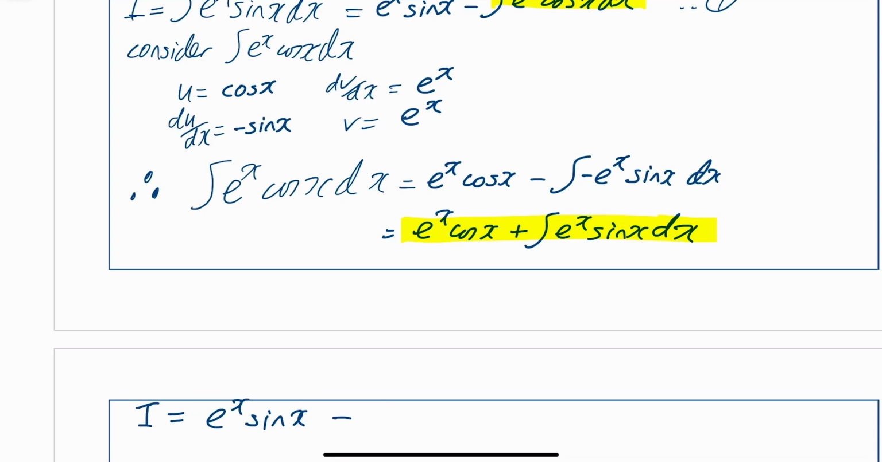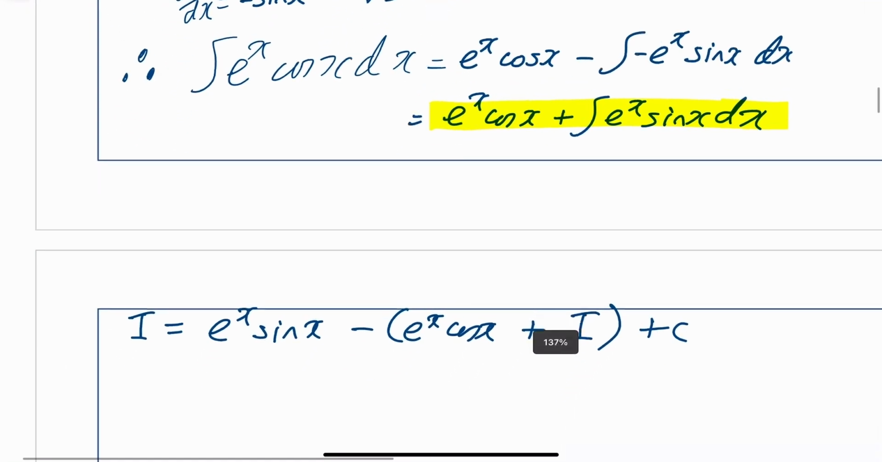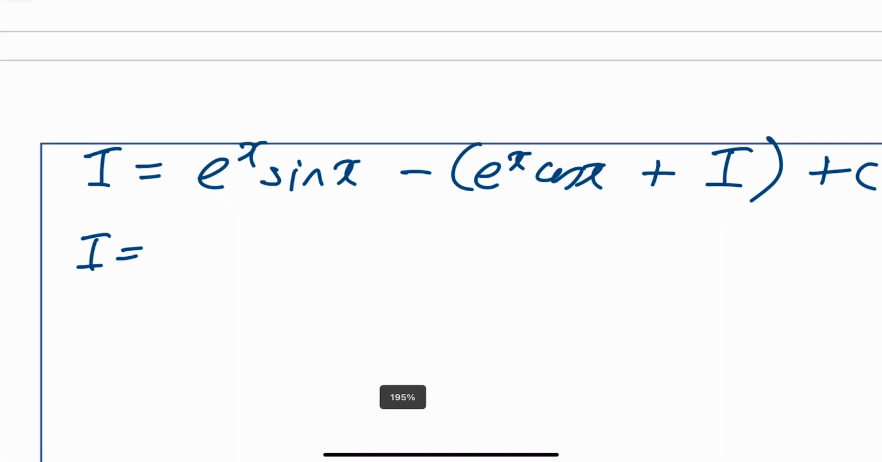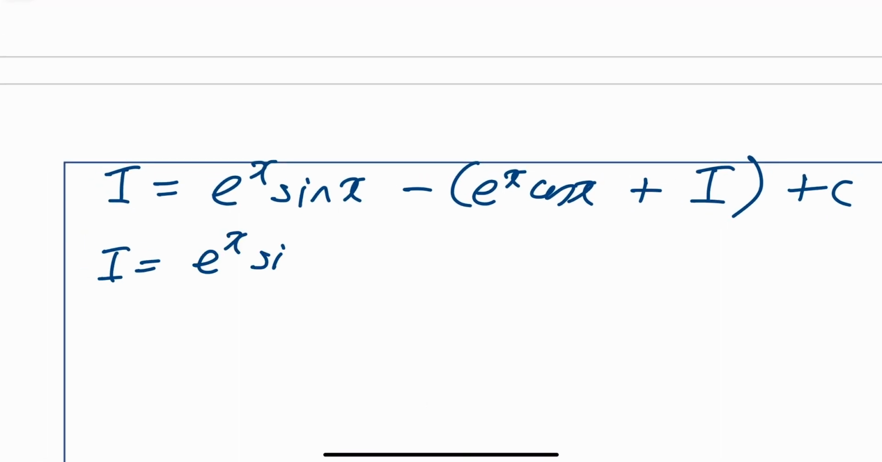So it was minus, use a bracket, e to the x cos x, then plus that integral, and that was our I, and then plus c. So there's where we've got to. So you've got all of this, tidy it up, that's going to be I is equal to e to the x sine x, then minus e to the x cos x, and then that's going to be minus I, and then plus c.